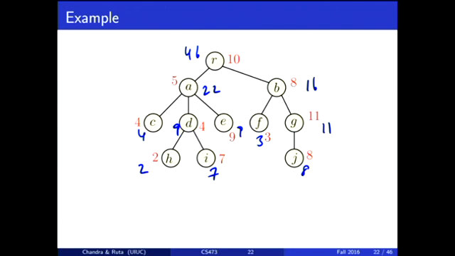Makes sense? So what is the running time of this algorithm? What do I need to store? I need to store at each node some number, so the space is only linear. But what's the running time of this algorithm?